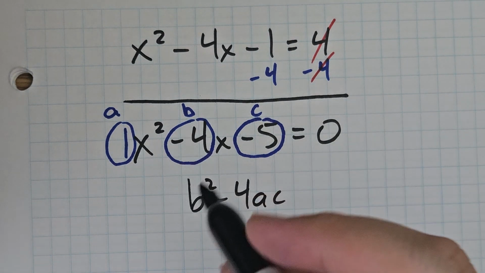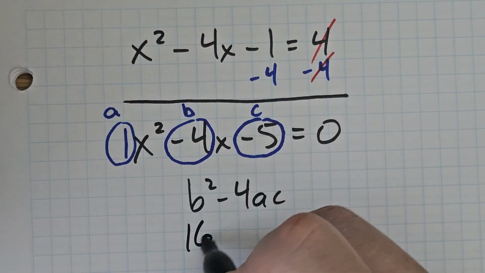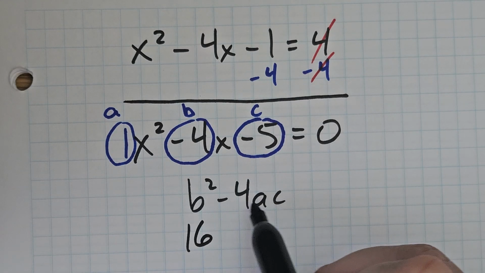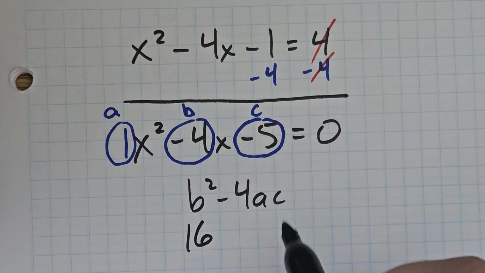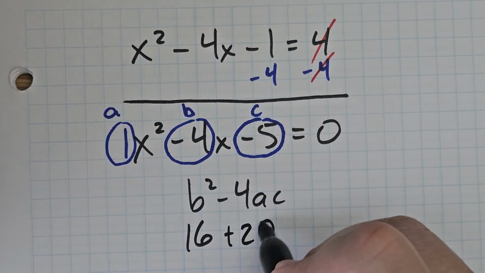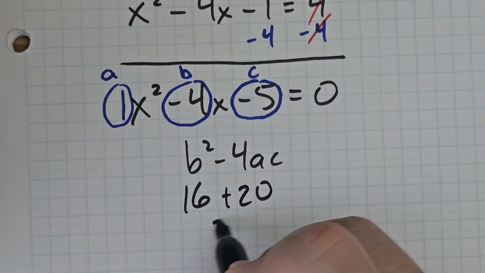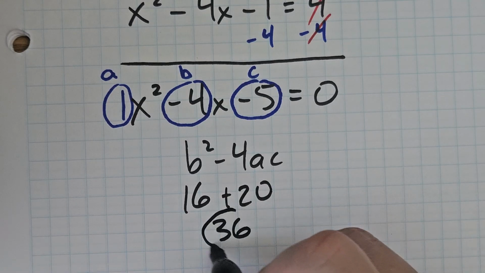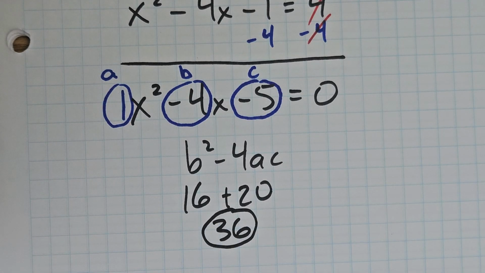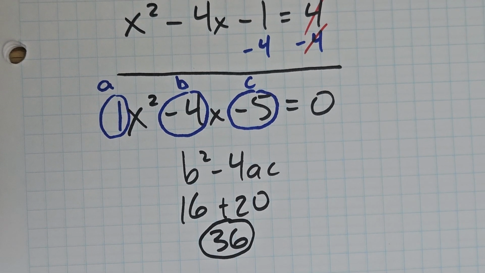Okay, so b squared, which would be -4 squared, would be 16. And then -4 times 1 times -5 would be positive 20. And 16 plus 20 is 36. Now I'm going to circle that. That is not my solution. That is my discriminant.